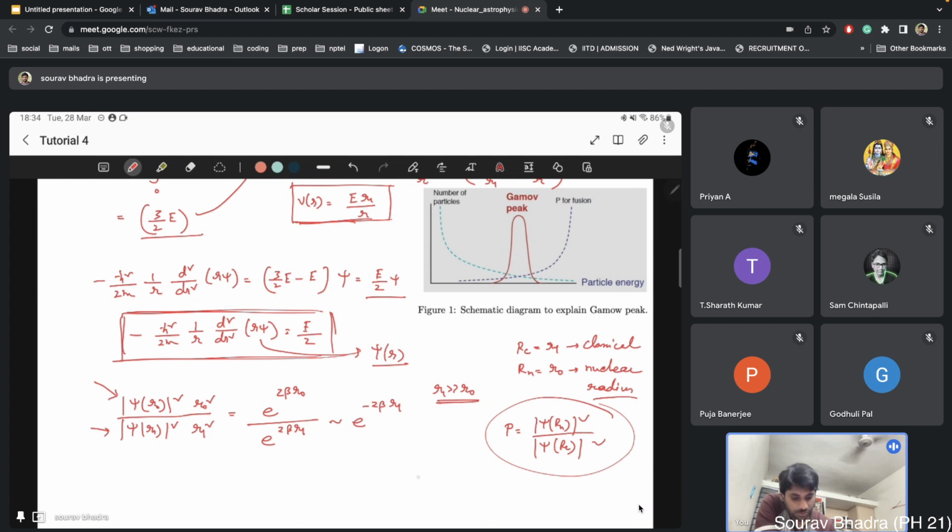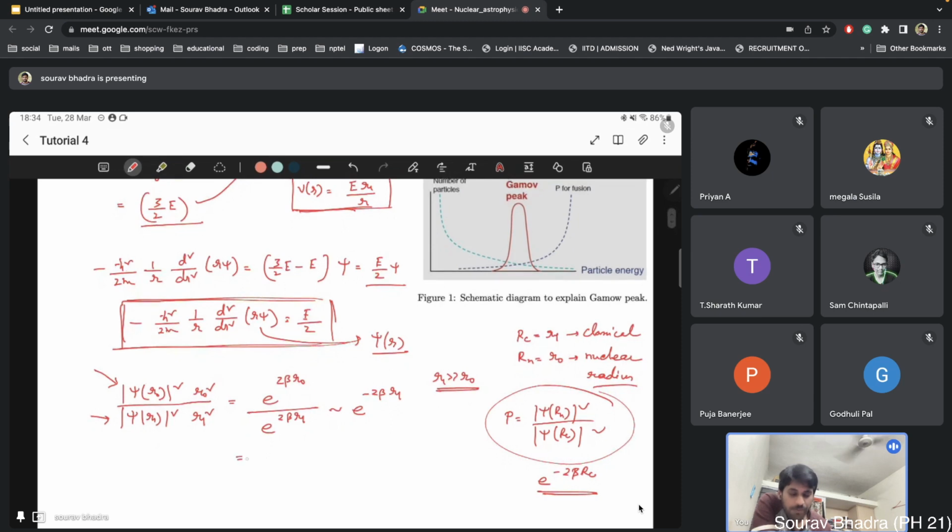In exactly a similar way, sir has written this at RC, because RC was the classical radius. Now if you put the beta value, it will be like exponential minus 2 pi by h cut, mu by 2, e to the power z1 z2 e square. You will get this from solving the equation, that is exactly coming from the beta. So if you put the beta accordingly, you will get this solution.